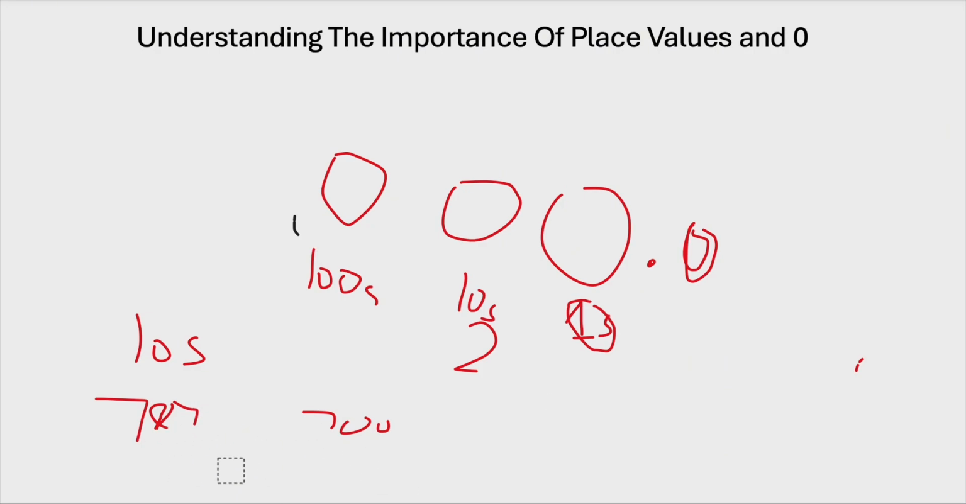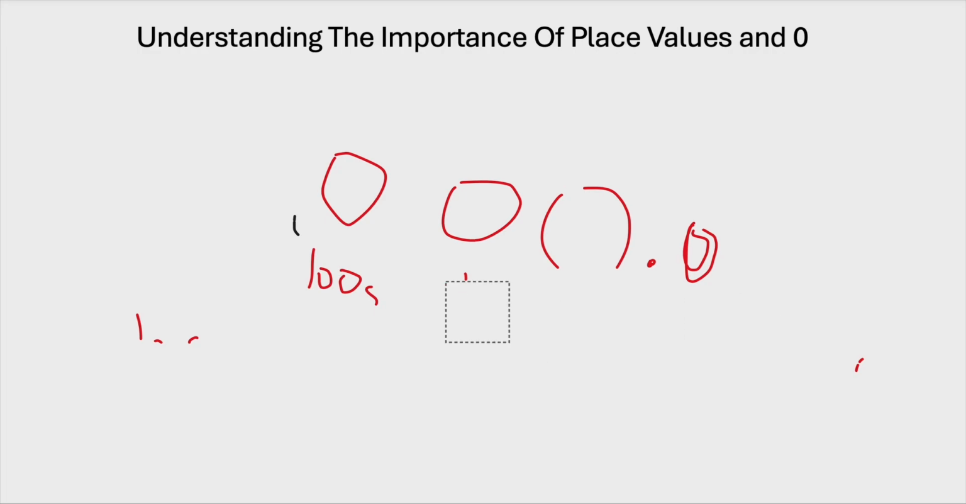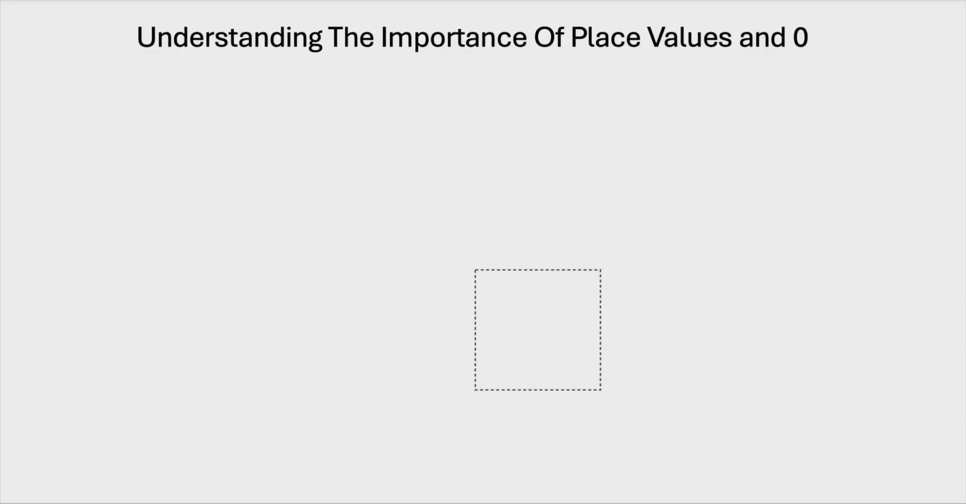So the ones place is written with 1 digit. That should be the easiest one to remember. The tens place is written with 2 digits. And the hundreds place is written with 3 digits. Now that we know all this, let's solve some problems.